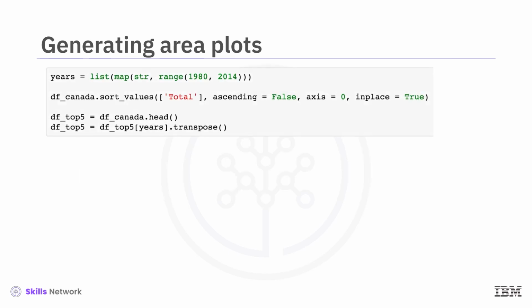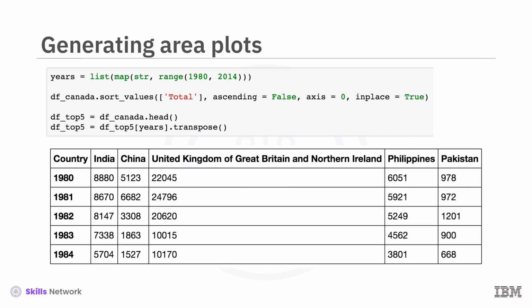After we sort our data frame in descending order of cumulative annual immigration, we create a new data frame of the top 5 countries, and we call it df_top5. We then select only the columns representing the years 1980 to 2013 in order to exclude the total column before applying the transpose method. The resulting data frame is exactly what we want, with 5 columns where each column represents one of the top 5 countries and the years being the indices. Now we can go ahead and use the plot function on data frame df_top5 to generate the area plots.